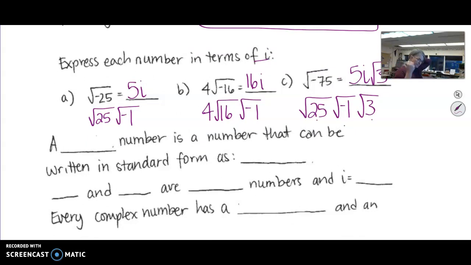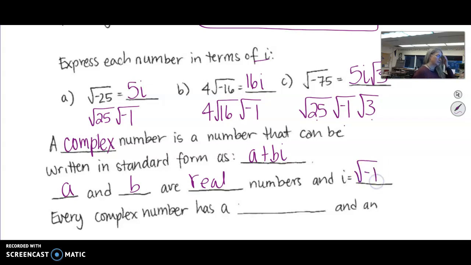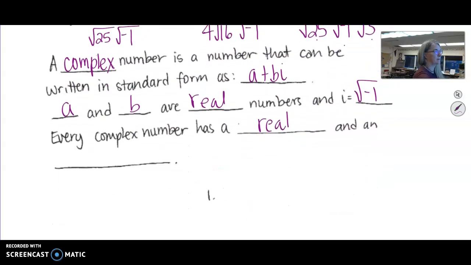All right, so a complex number is a number that can be written in standard form as a plus bi. a and b are both real numbers, and i is equal to the square root of negative 1, just like before. Every complex number has a real part and an imaginary part.